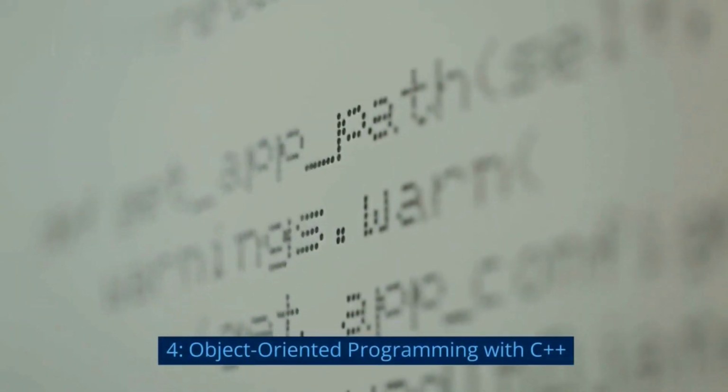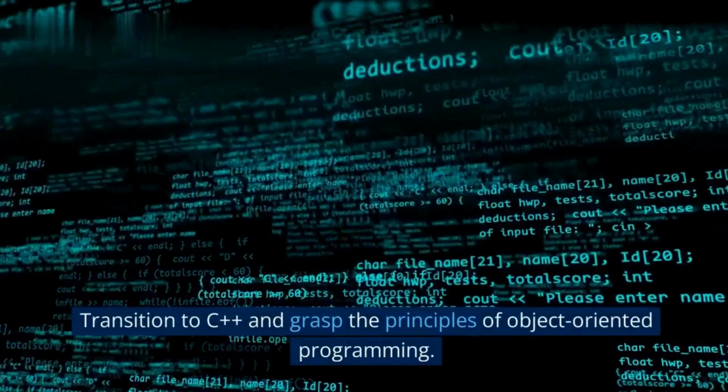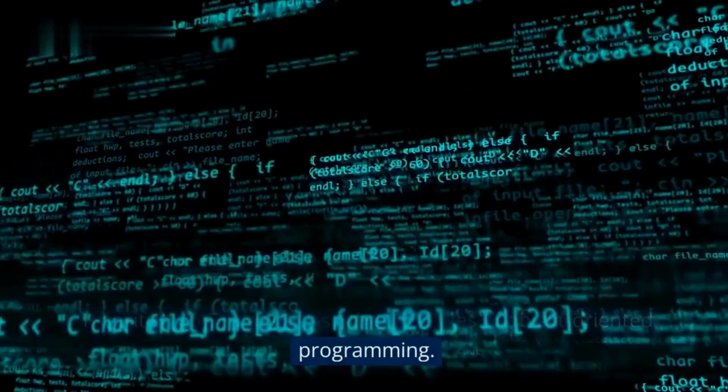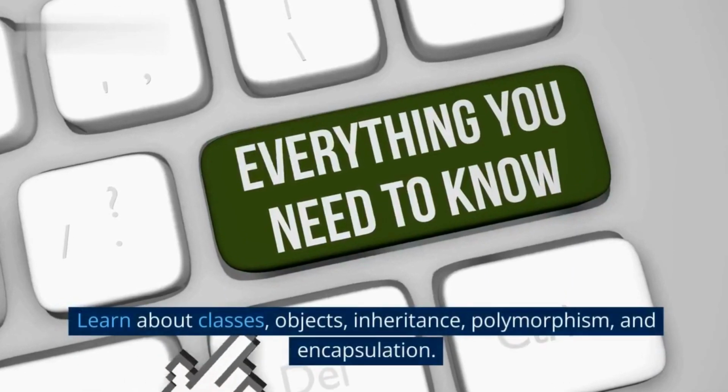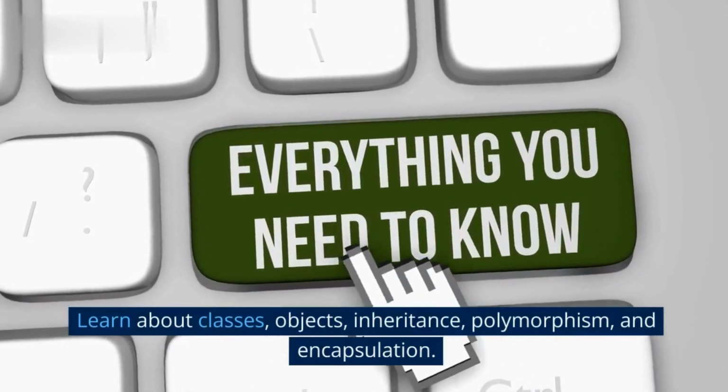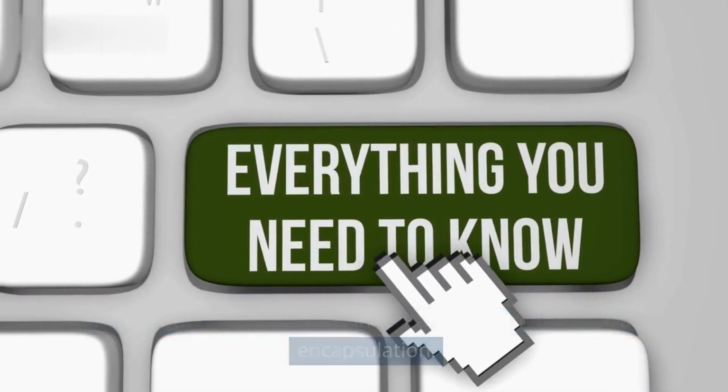4. Object-oriented programming with C++. Transition to C++ and grasp the principles of object-oriented programming. Learn about classes, objects, inheritance, polymorphism, and encapsulation.